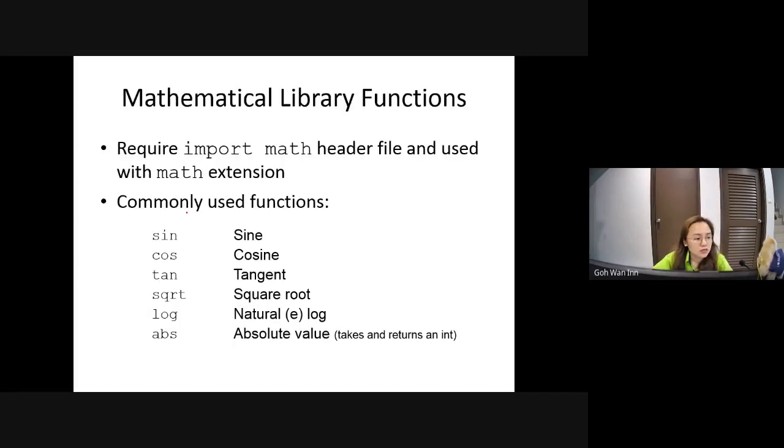So when you want to use this, you must have the import math, with the math extension. Inside, Python already has the keywords for each mathematical library for the terms. Like if you want to use sin, then you have sin. Cosine is cos, tan is tangent, square root is sqrt, log is for the natural log, and abs is for the absolute number, and so on. You can search online.